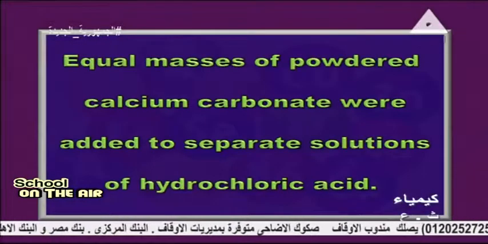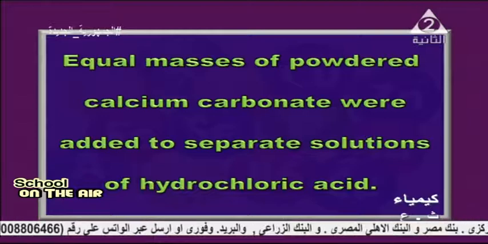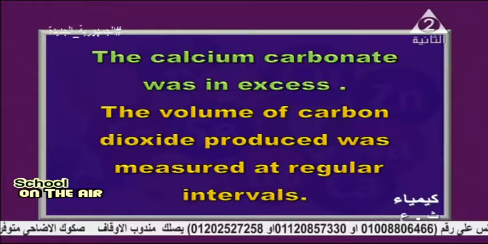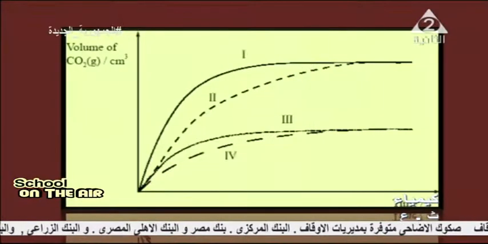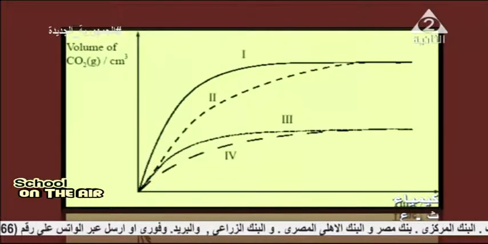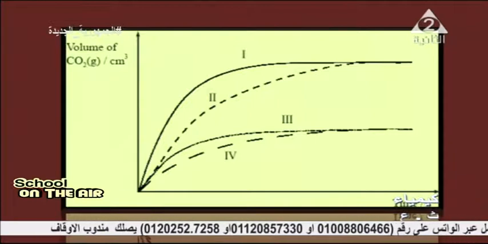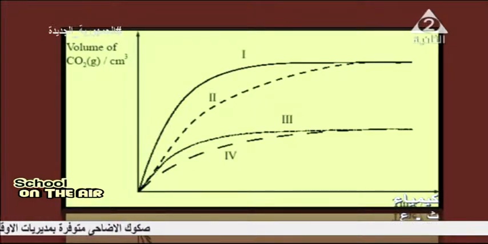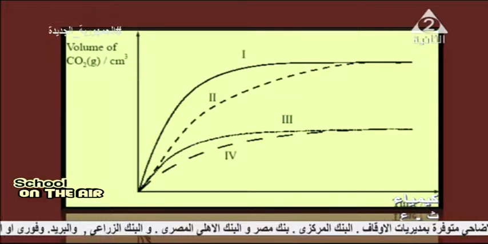Next question. Equal masses of powdered calcium carbonate were added to separate solution of hydrochloric acid. The calcium carbonate was in excess. The volume of carbon dioxide gas produced was measured at regular intervals. As the graphs show the volume of carbon dioxide gas produced and the time, we have four curves. 1 and 2 give more amount of carbon dioxide, and 3 and 4 give less amount of carbon dioxide. Where the graph 1 occurs at lower time, the rate of reaction is faster than reaction and the curve 2.